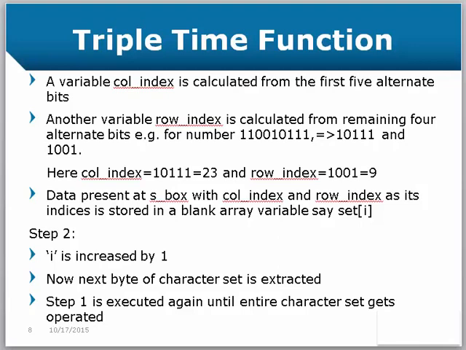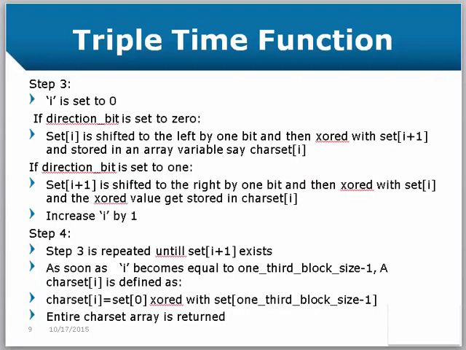The data present in the S box with column index and row index as its indices is extracted first and stored in a blank array variable, say set I. Now I is increased by 1. Now the next byte of the character set is extracted, and step 1 is executed again until the entire character set gets operated. Now here comes step 3.